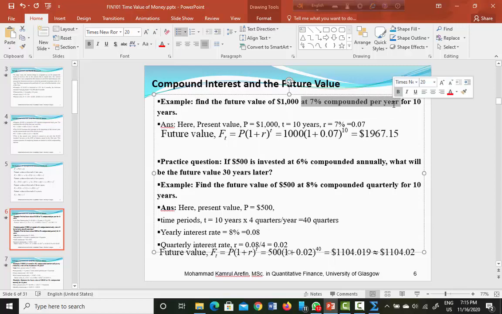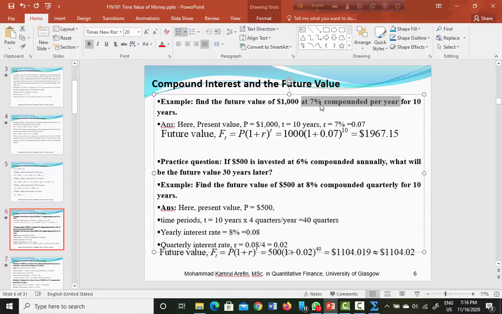We need to find out the future value at 7% compounded per year. Compounded per year means at the end of every year interest will be calculated and the investment amount or bank balance will be updated, including the interest. So if you invest 100 taka, after 1 year you will get 107 taka. 7% is the interest.